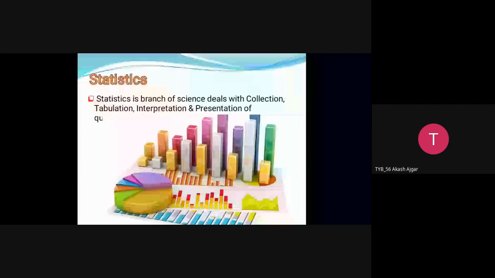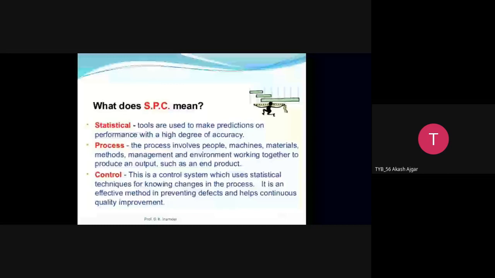So what does SPC mean? Actually, what is meant by statistical process control? Statistical means tools used to make a prediction on performance with a high degree of accuracy. Statistical is a science term that deals with presenting some data from our processes. The process involves people, machine, material, methods, management, and environment working together to produce an output such as an end product.